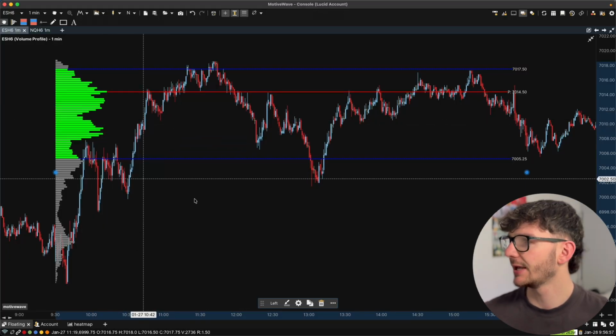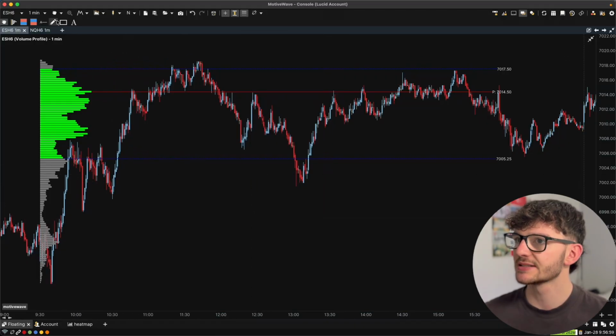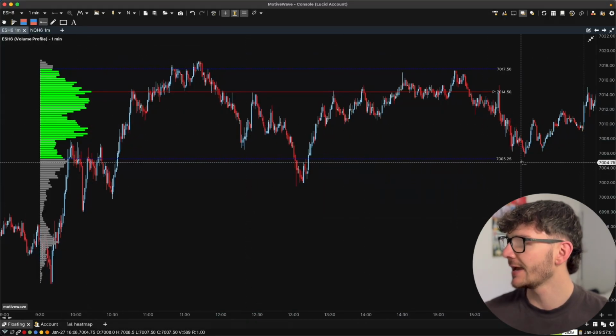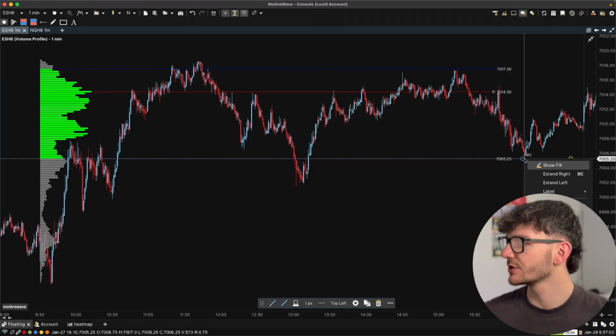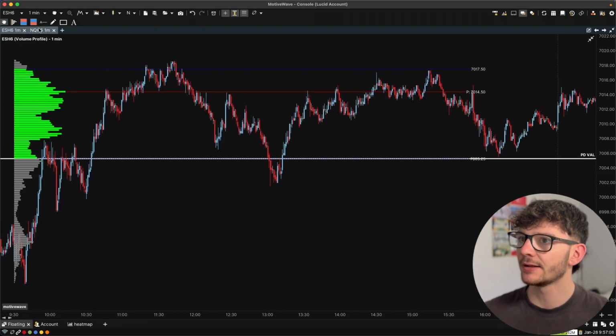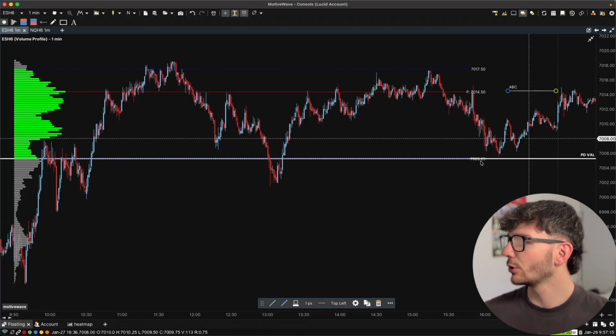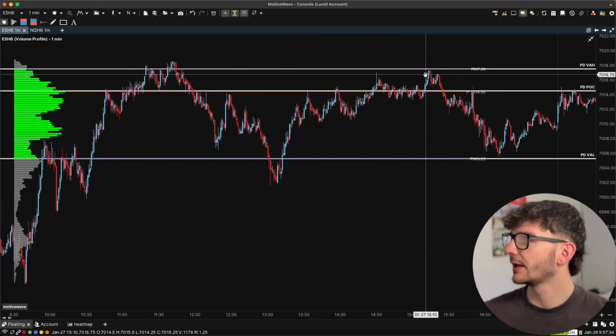So I have a little template here that I always put on when I'm marking up these previous levels to just tell me the exact level that is. So I'll go ahead and whack a horizontal line, which I also have templates for, and I will set this as my previous day value area low, my previous day point of control, and my previous day value area high.